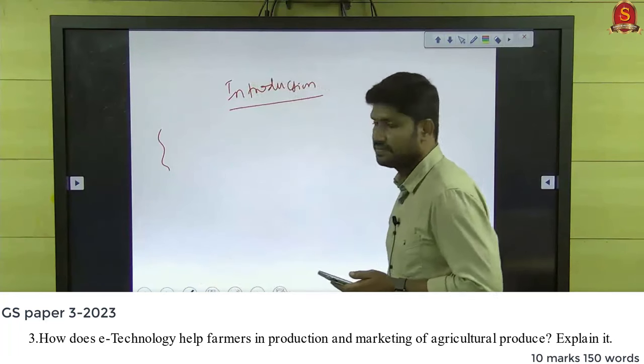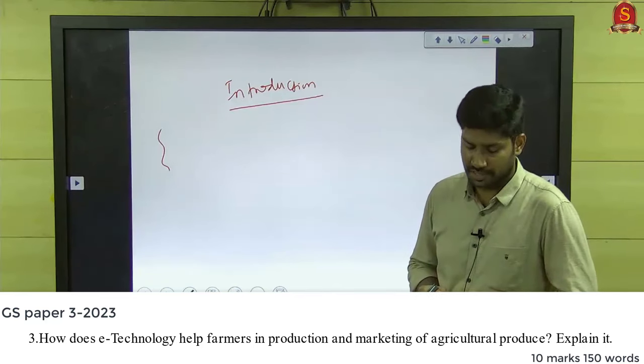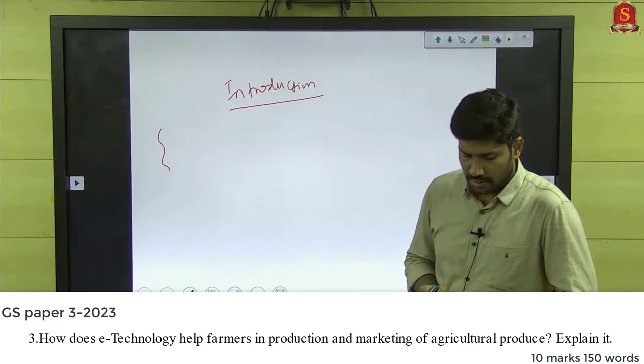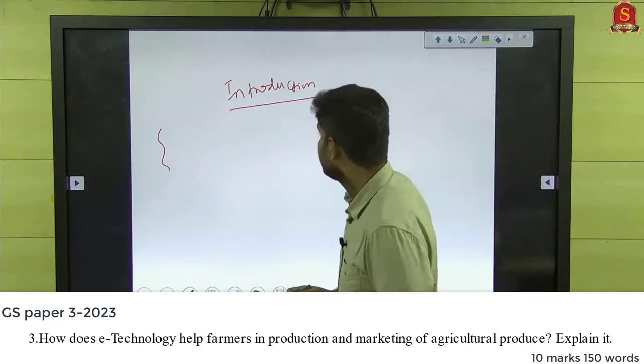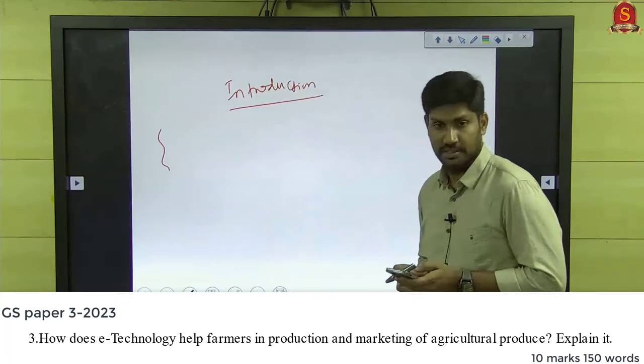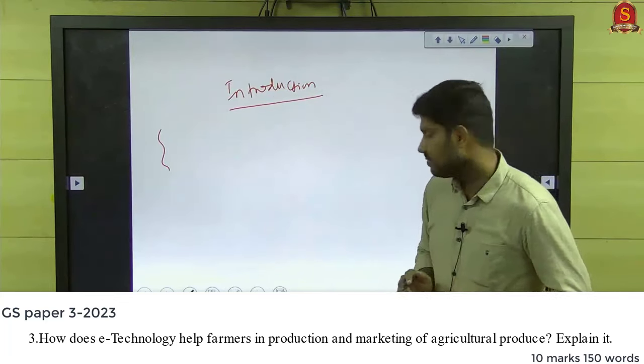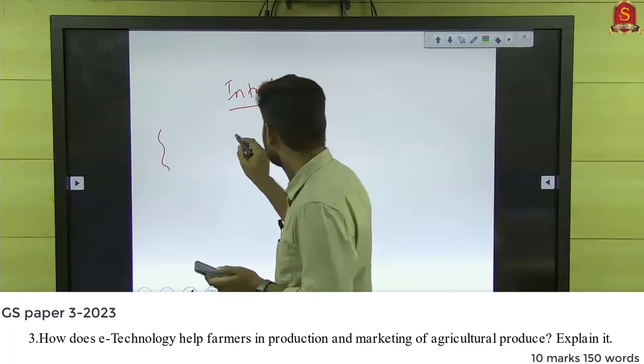You can say the importance of e-technology, the role of ICT, information and communication technology in agriculture. So leveraging technology in agriculture is important for increasing food production and at the same time to double the farmer's income. So we can give this introduction. Then we can address the question in two parts.